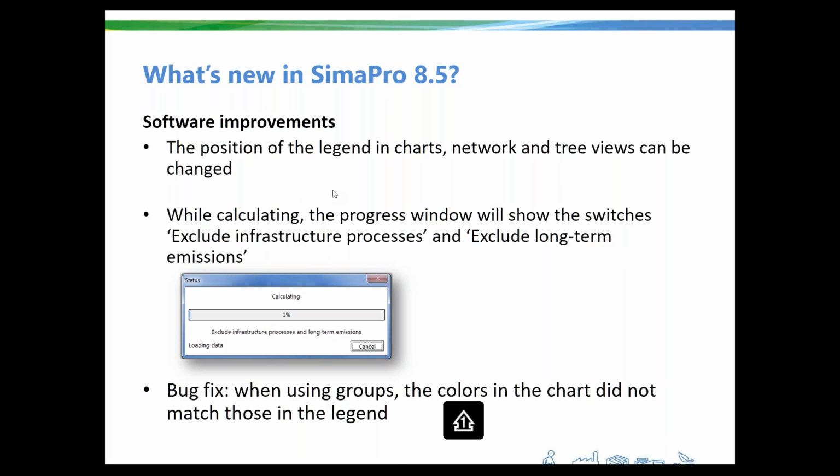As Ruba mentioned, it was mostly a database update, but these are a few small fixes in the software. First, the position of the legend in the charts, the network, and the tree can now be changed by dragging and dropping. While calculating, the progress window shows the switches exclude infrastructure processes and exclude long-term emissions, right underneath, as you can see in the screenshot below. And last, there's a small bug fix: when using groups, the colors in the chart now match those in the legend.